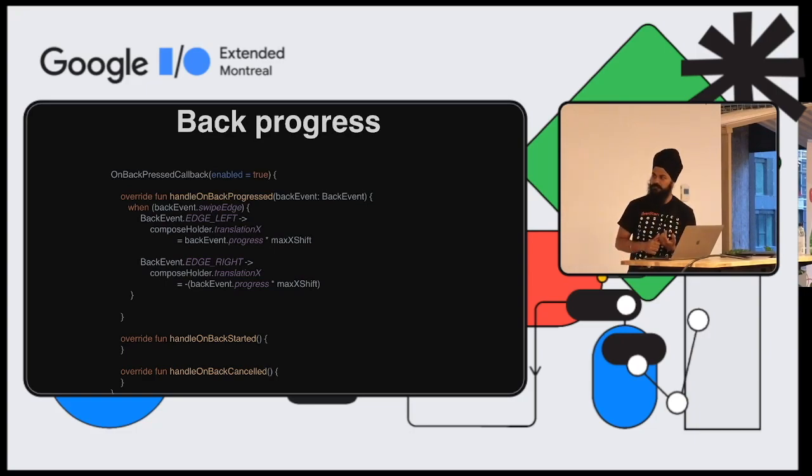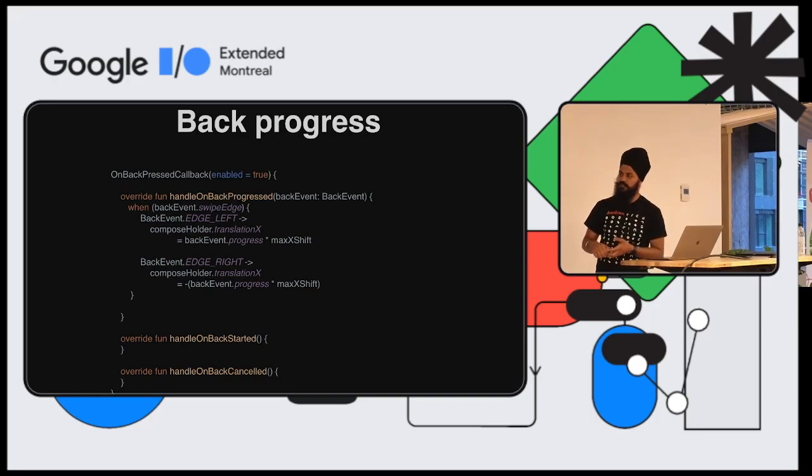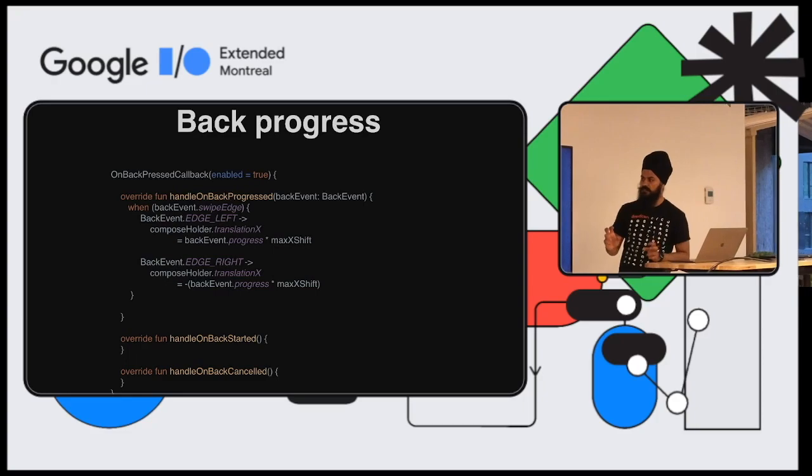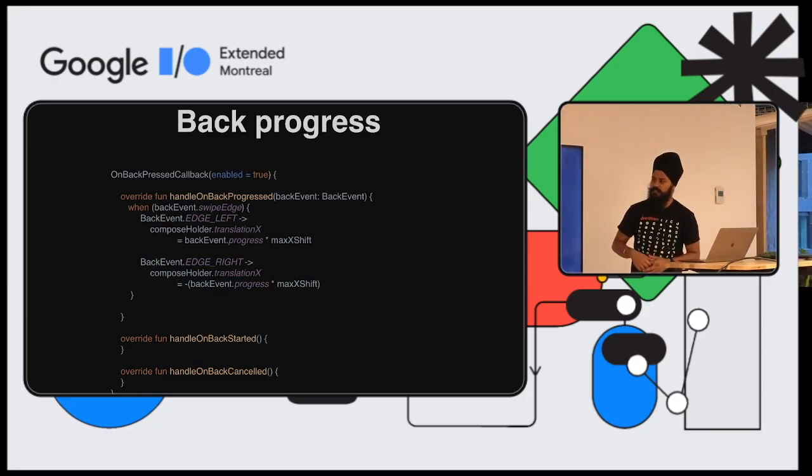For example, in here, let's say I'm having a compose holder, which is a view in my XML layout file. I want to translate that as the user is performing the gesture. So I'm just using the progress, and assume that there is a max x shift variable, and I'm just translating my view as the user is performing the back gesture. So we have the information about which edge the back gesture is going from, and how far the user has performed it.